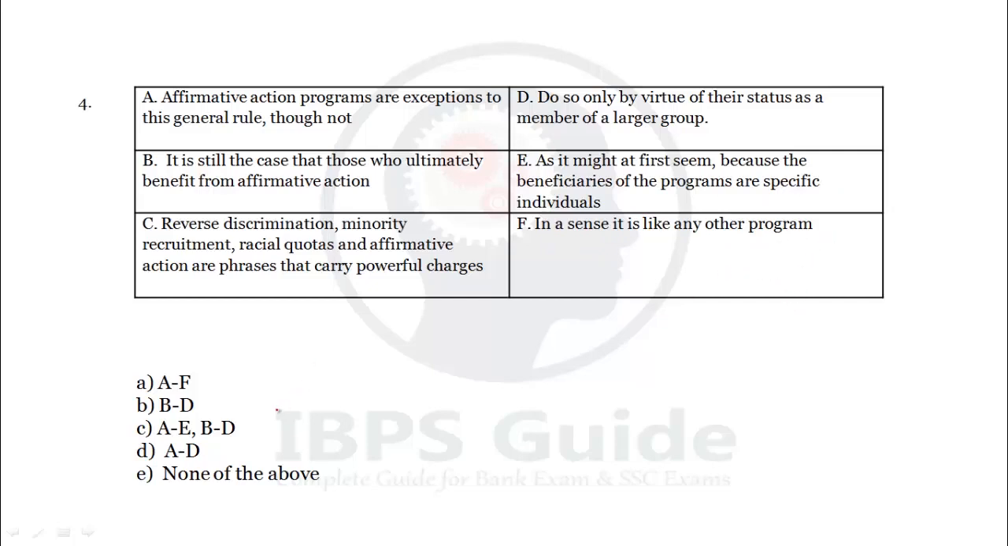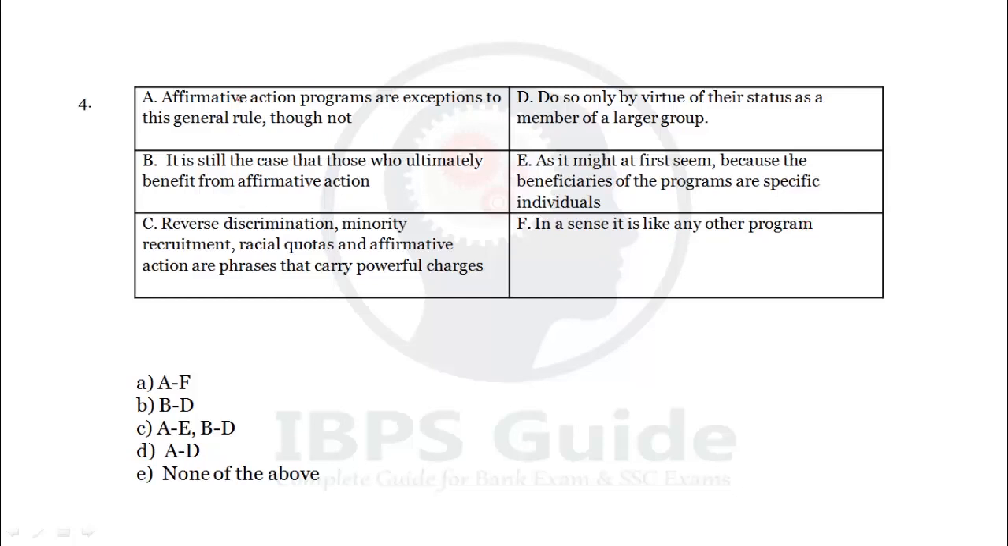So which can be the correct option? Our options are AF, BD, AE and BD, A and D. So at first, run through A and F. Affirmative action programs are exceptions to this general rule, though not in a sense, it is like any other program.